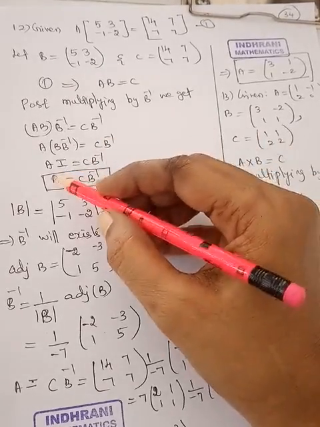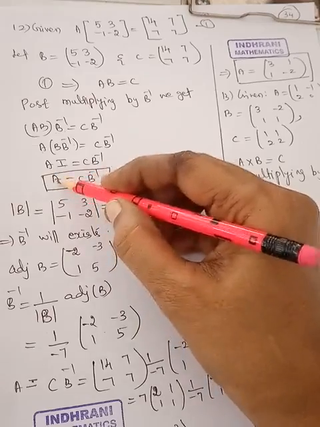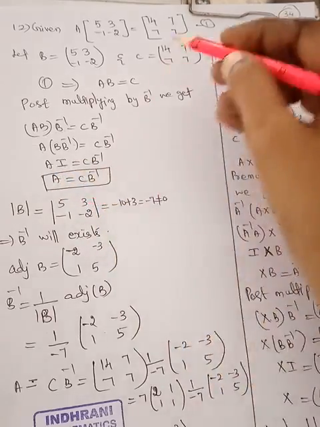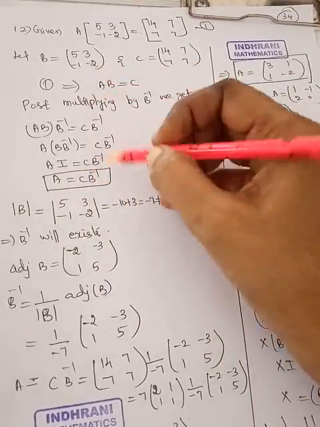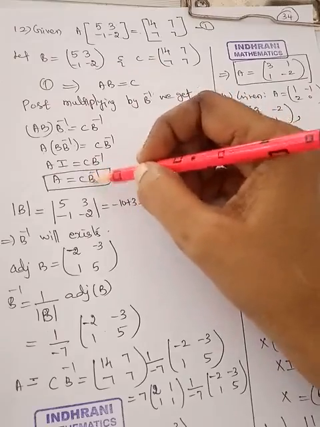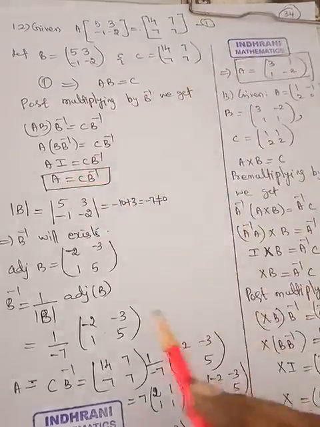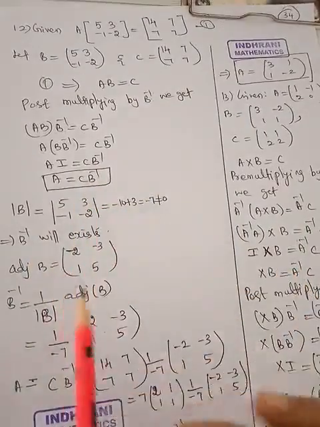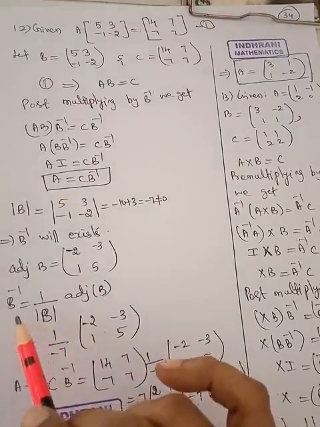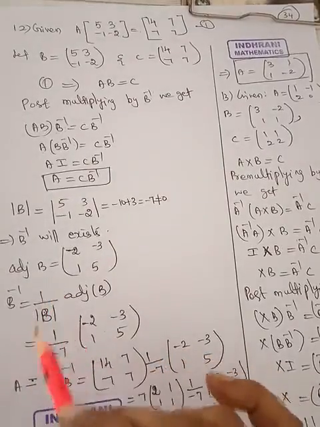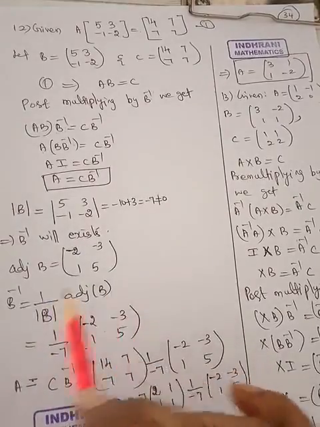So, we want to find the matrix A. We have C already, but we want B inverse. If you multiply these two, you will get the matrix A. So, I am going to find B inverse. For B inverse, first I want to find the determinant of B, because the formula for B inverse is 1 by determinant B into adjoint of B.